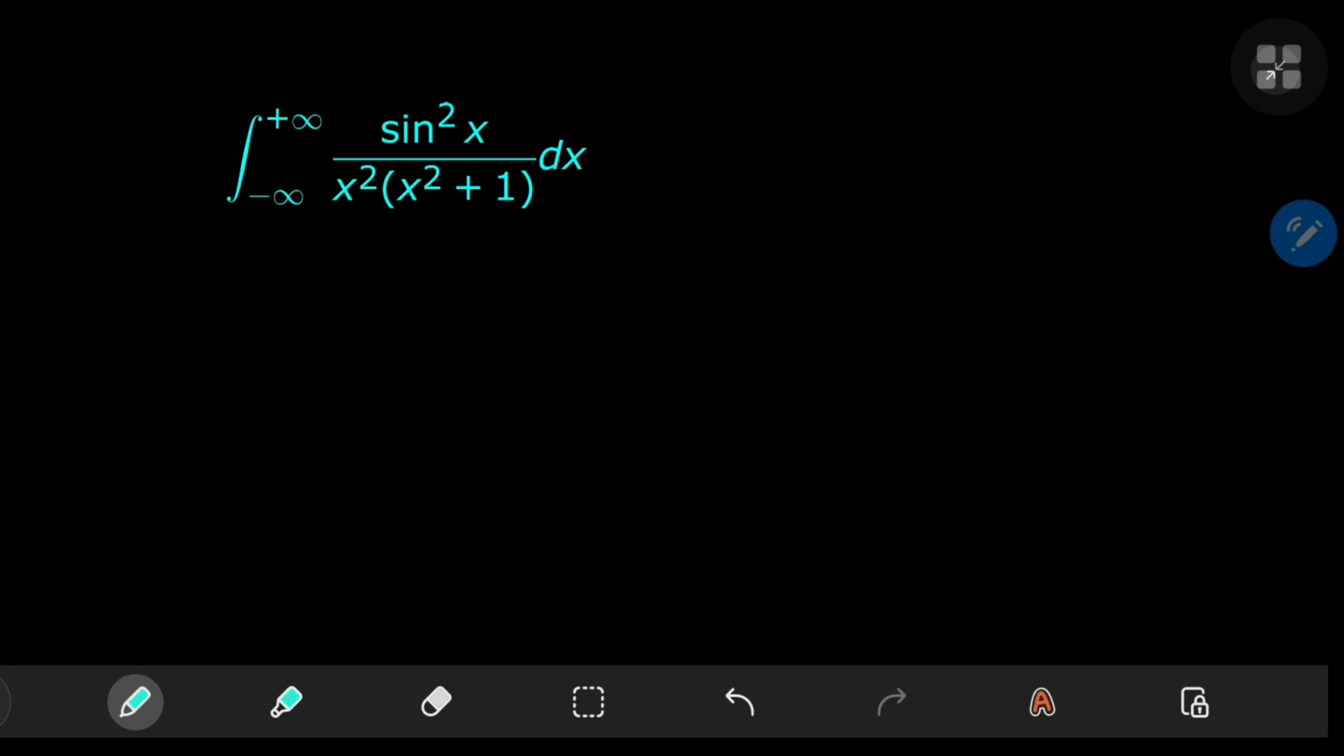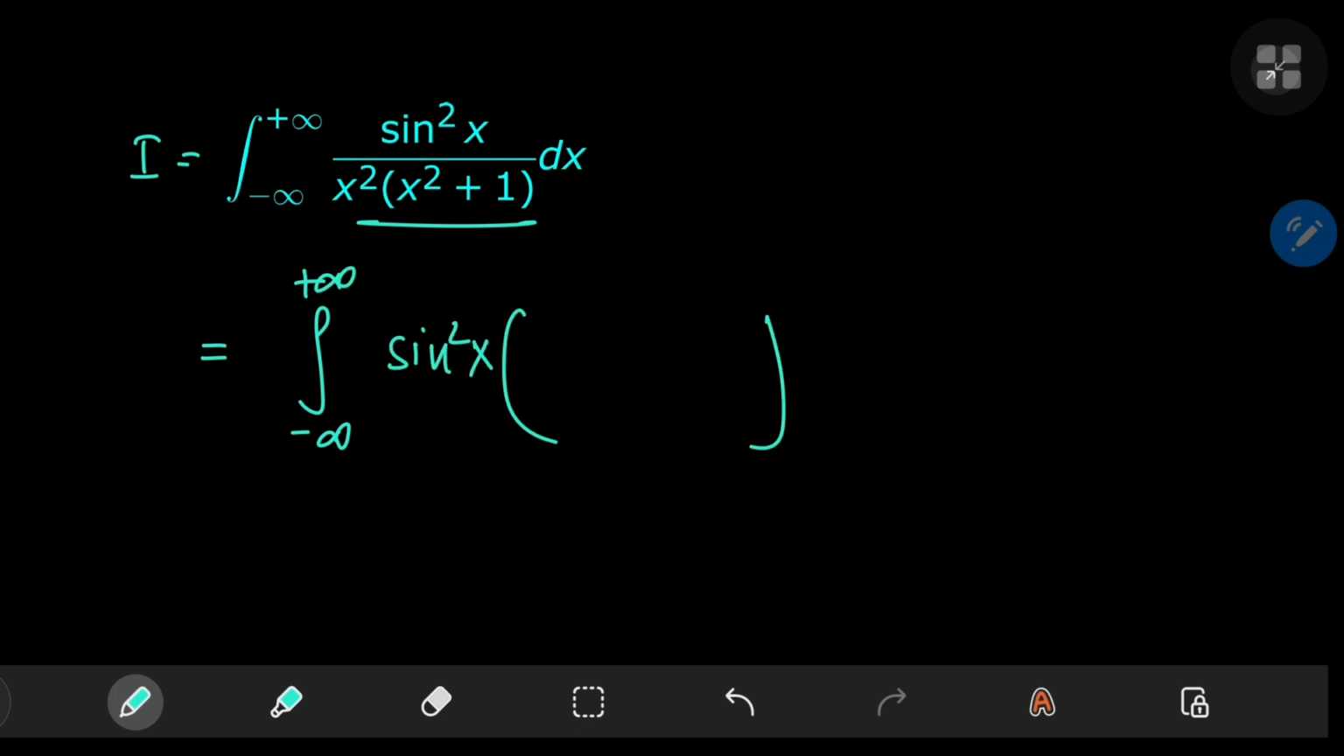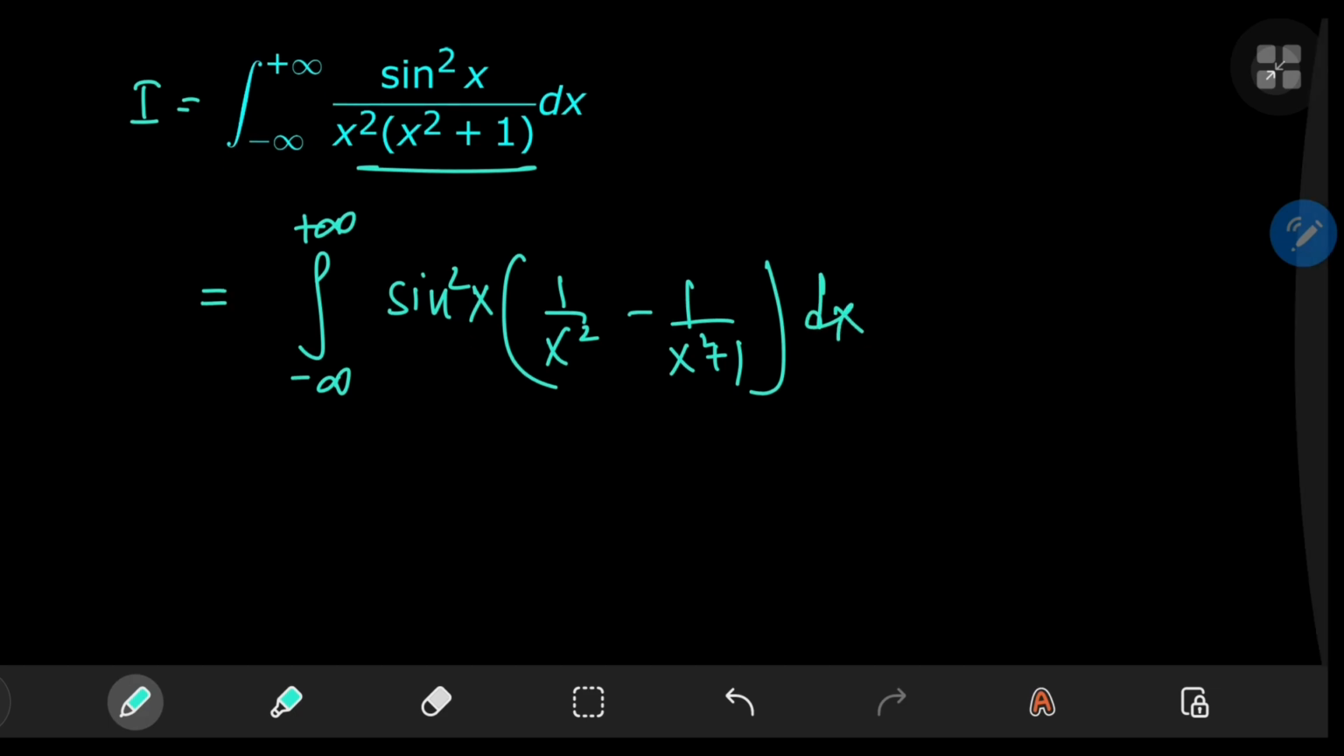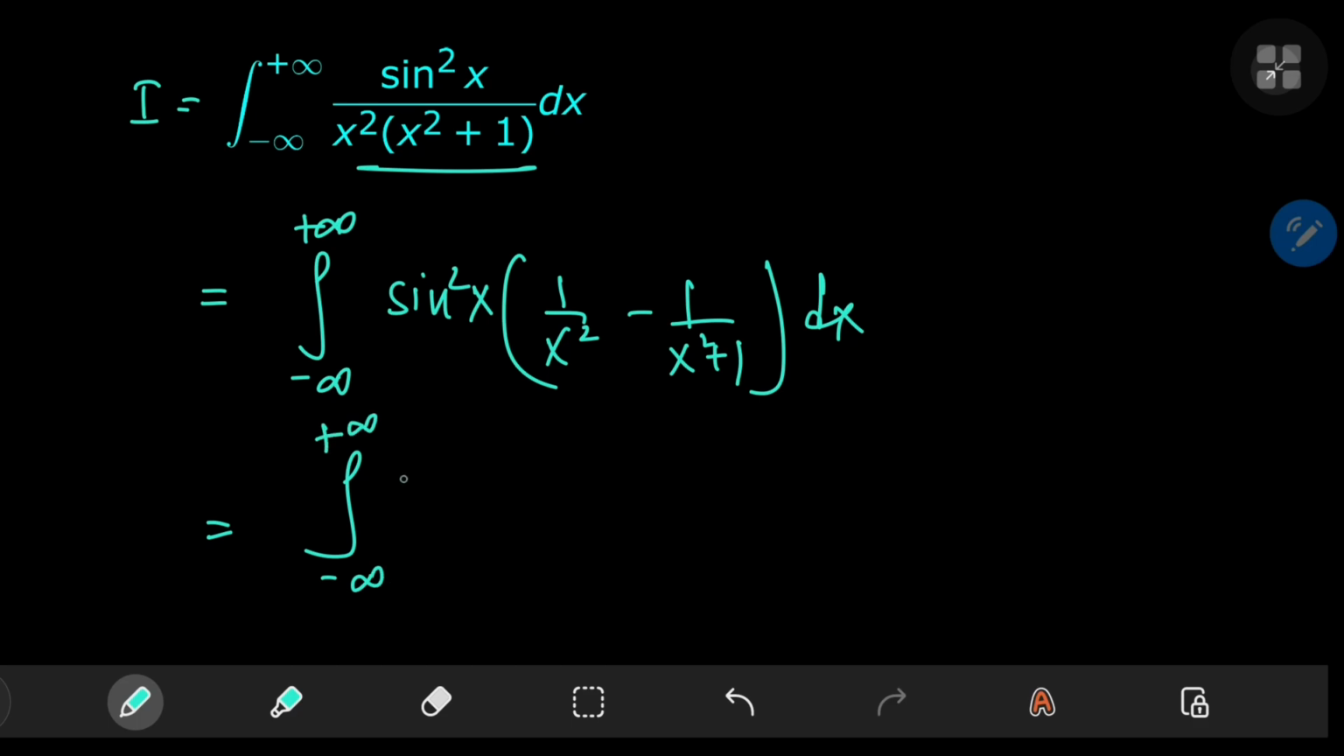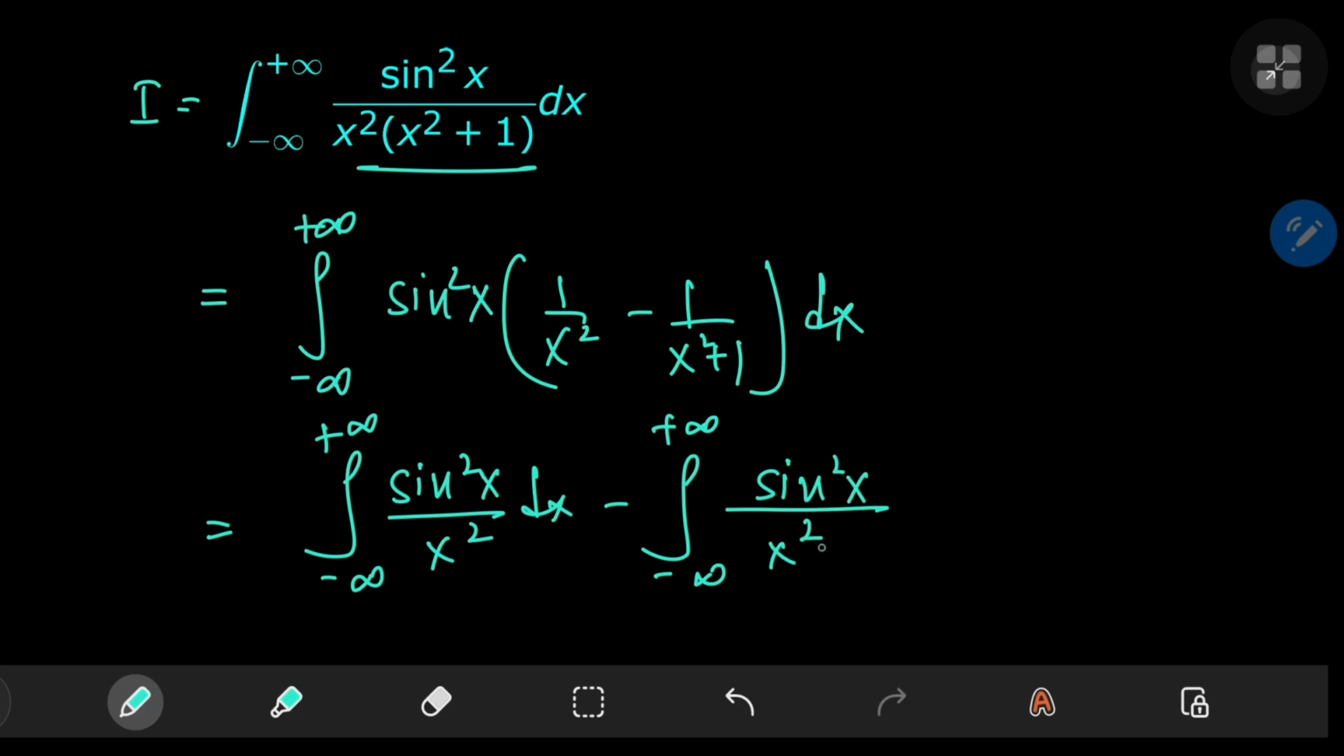Now my approach here will first be to resolve the denominator into its partial fraction decomposition. So we can write this as the integral from negative to positive infinity of the square of the sine of x times, now the partial fraction decomposition here is quite simple. It's 1 by x squared minus 1 by x squared plus 1. Quite easy to see this. And this means that we have two integrals. We have one from negative to positive infinity of the square of sine x by x squared minus the integral again from negative to positive infinity of the square of the sine of x divided by x squared plus 1.